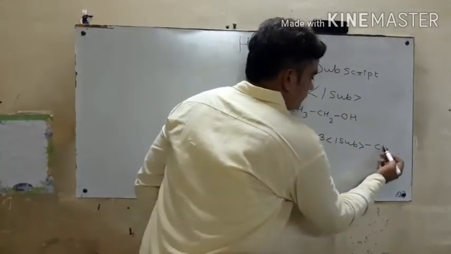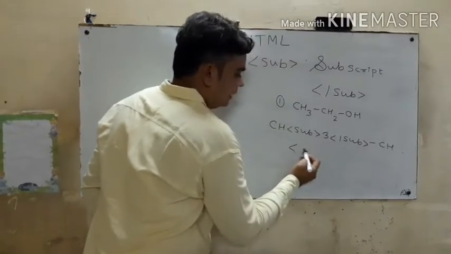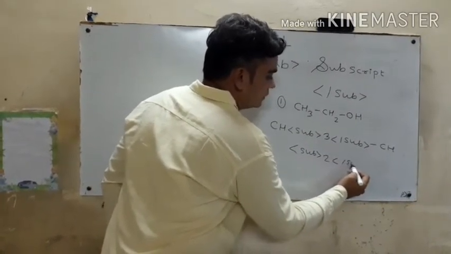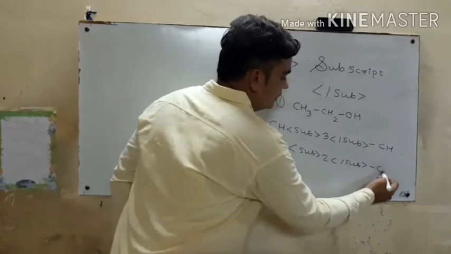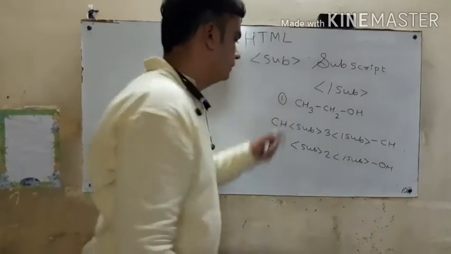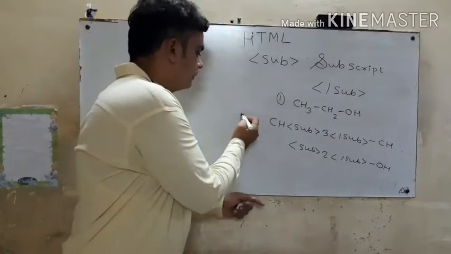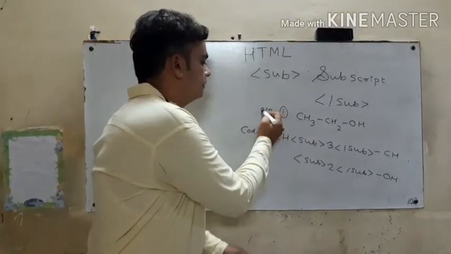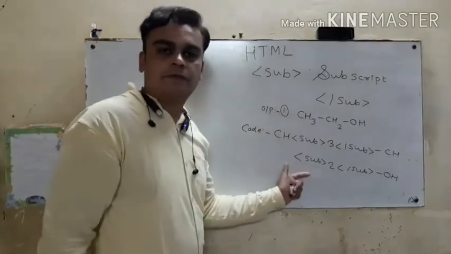Then CH, again I have to write SUB 2 /SUB, then dash and OH. So I have to write down, this is my code and this is the output. So this is my first example.